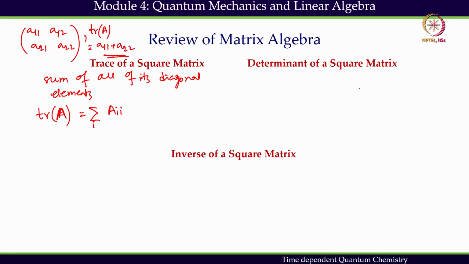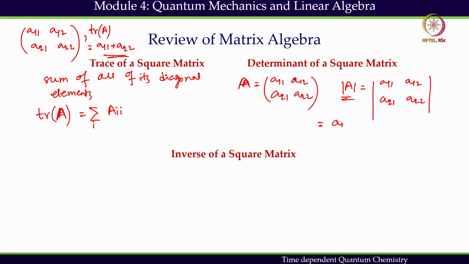Determinant of a square matrix: if I have a matrix like this, A11, A12, A21, A22, then the determinant is represented by this, and is given by this, which can be simplified as A11 A22 minus A21 A12. This is called the determinant of the square matrix.